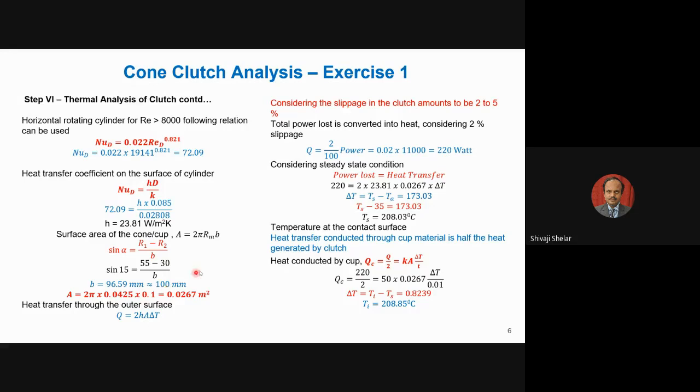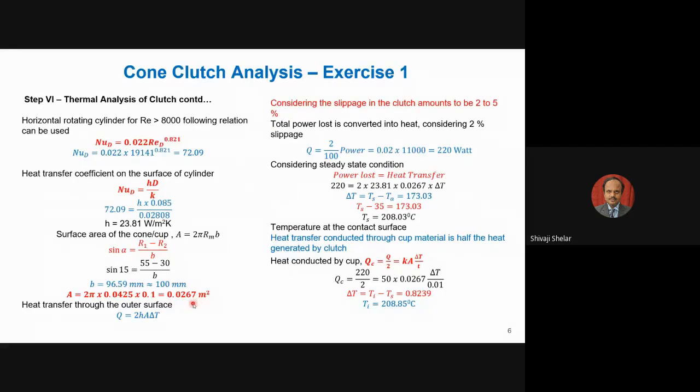By putting this value in the area formula, you can calculate the external cone surface area or internal cone surface area. So the average area will be equal to 2 pi into r_m, that is in meters, 0.0425 meter, into your length. This is in millimeter, so the length you have to take in meters here. The B value in meters is 0.1 meter. So you get the area: the cone surface area or cup surface area is equal to 0.0267 square meters.